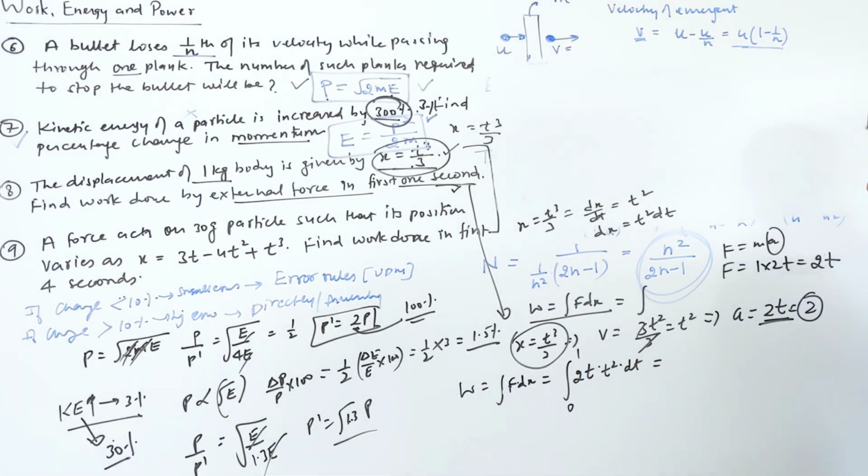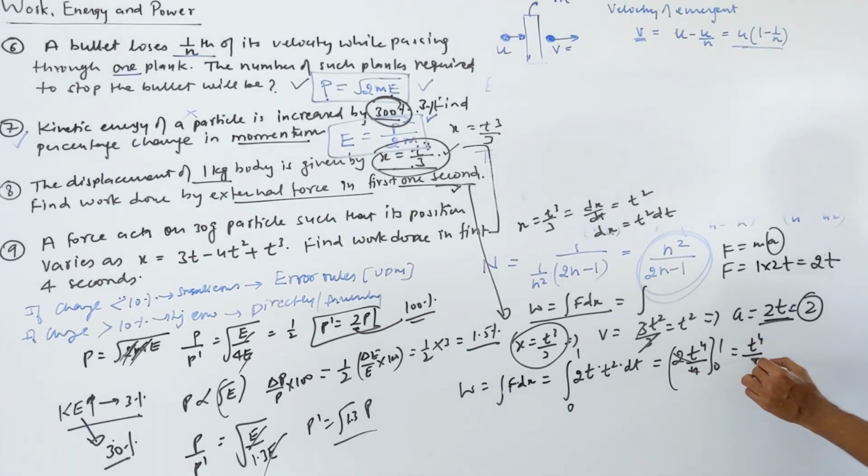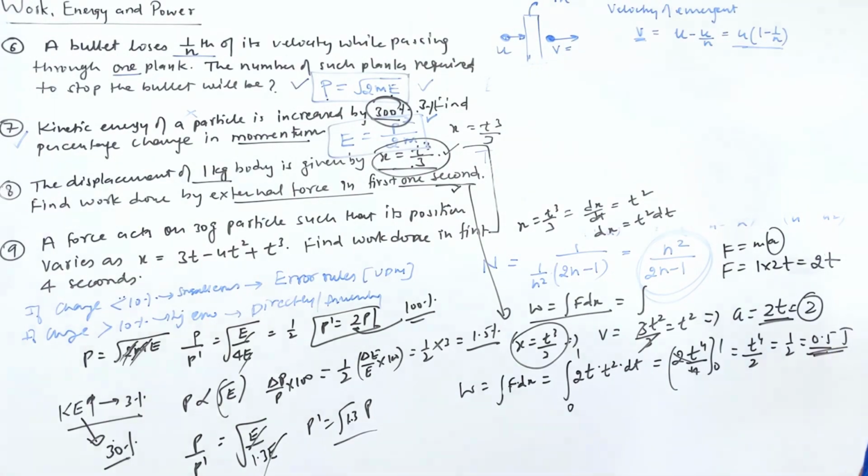So if you integrate this, what will you get? 2t cube dt. So this becomes 2 into t power 4 by 4, from 0 to 1. So this becomes t power 4 by 2. So t is given as 1, so it becomes 1 by 2, which means 0.5 joule, that will be the work done. This is the integration.